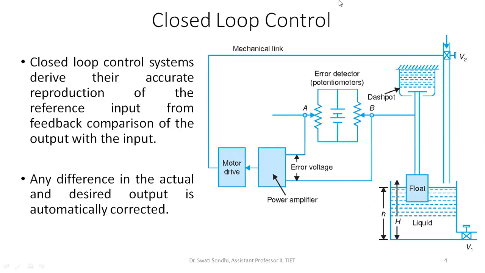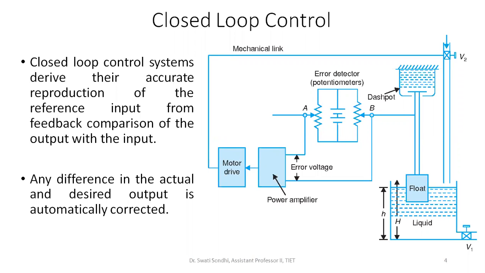Now here you can see one example of a closed loop system. Closed loop control systems derive their accurate reproduction of the reference input from the feedback comparison of the output with the input. Any difference between the actual and the desired output is automatically corrected.